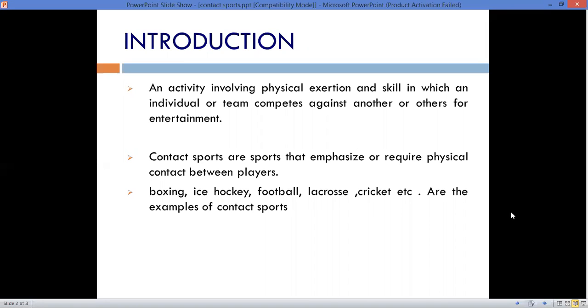Contact sports are sports that emphasize or require physical contact between players. It may be two players or three players or a group of players. The examples of the contact sports are boxing, ice hockey, football, lacrosse, cricket, kabaddi, etc.